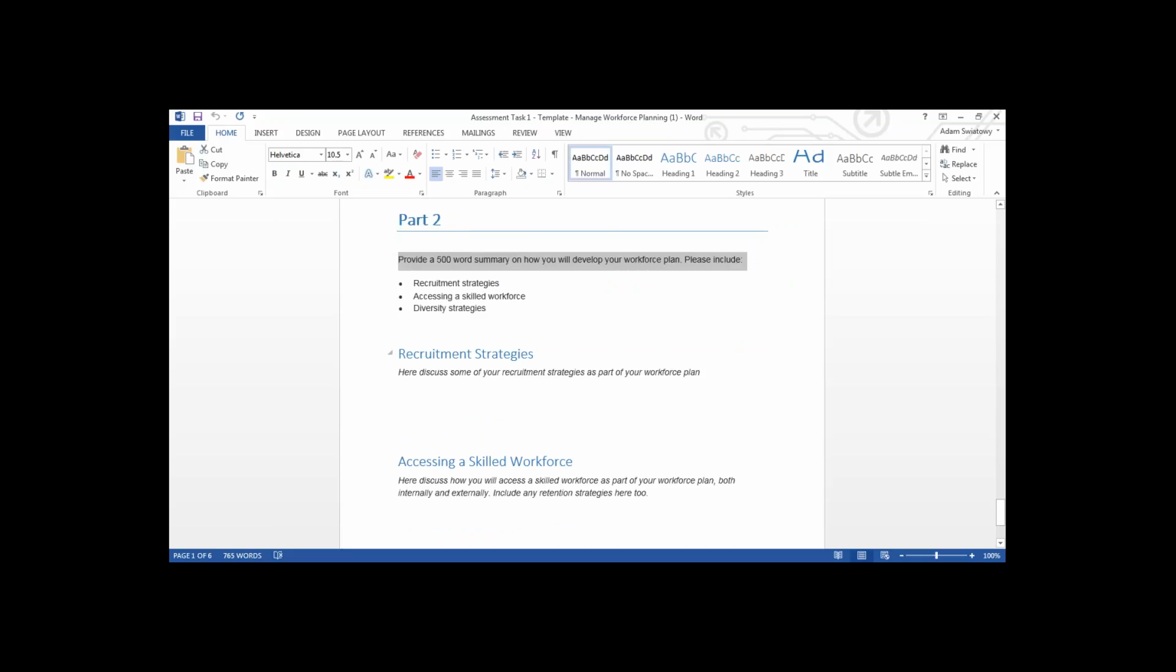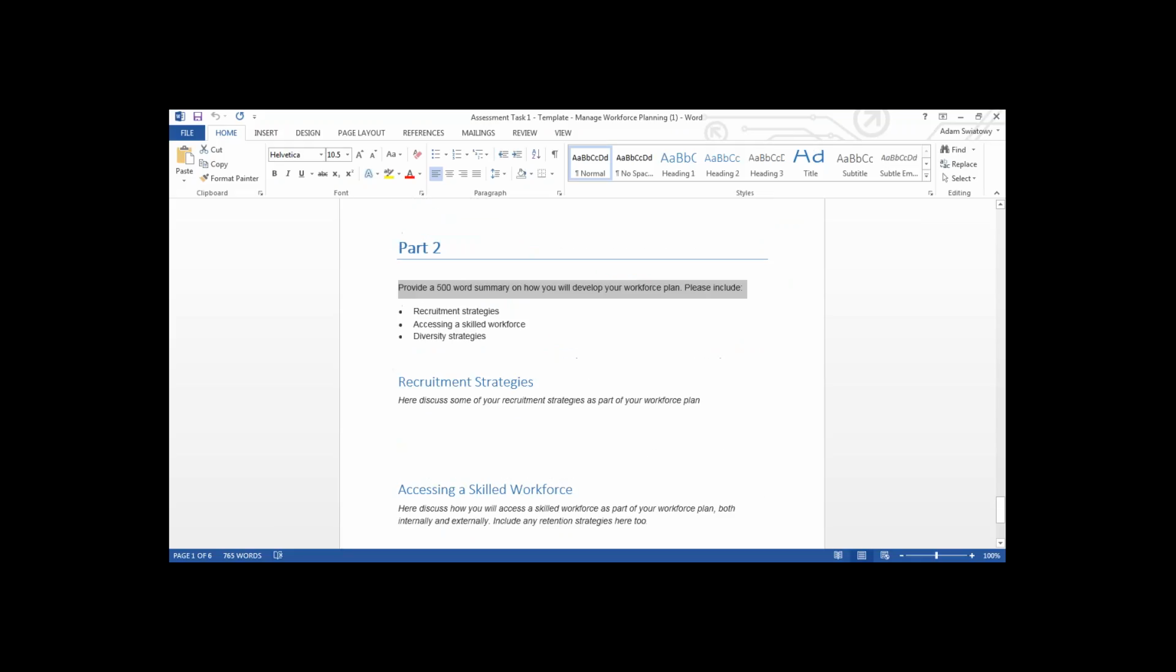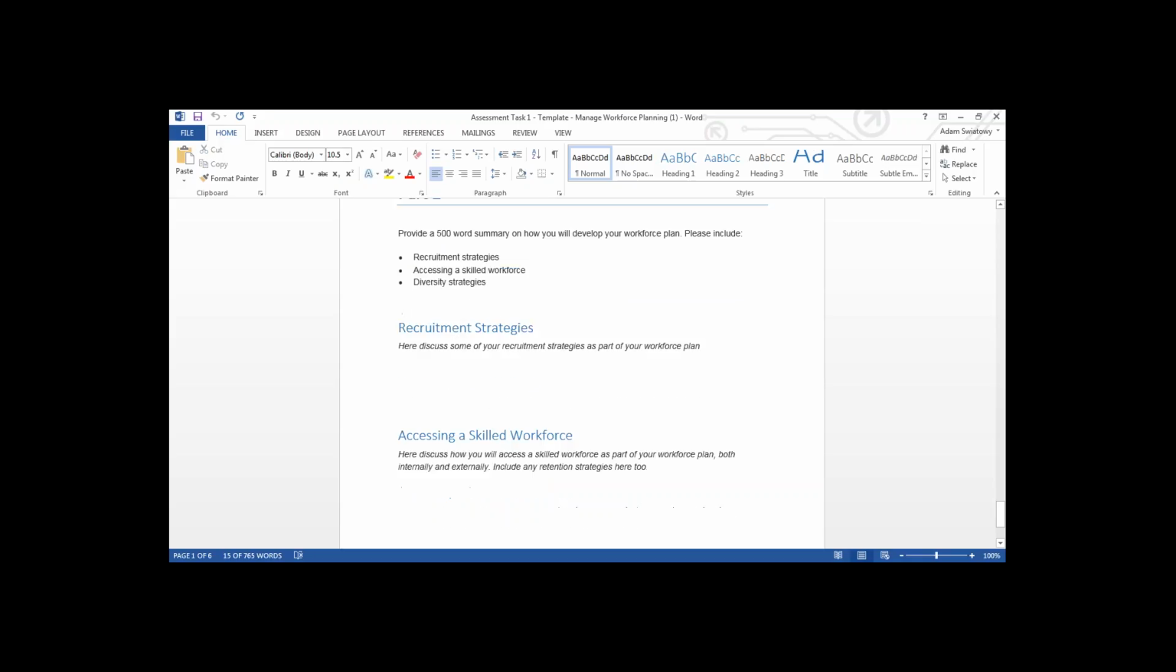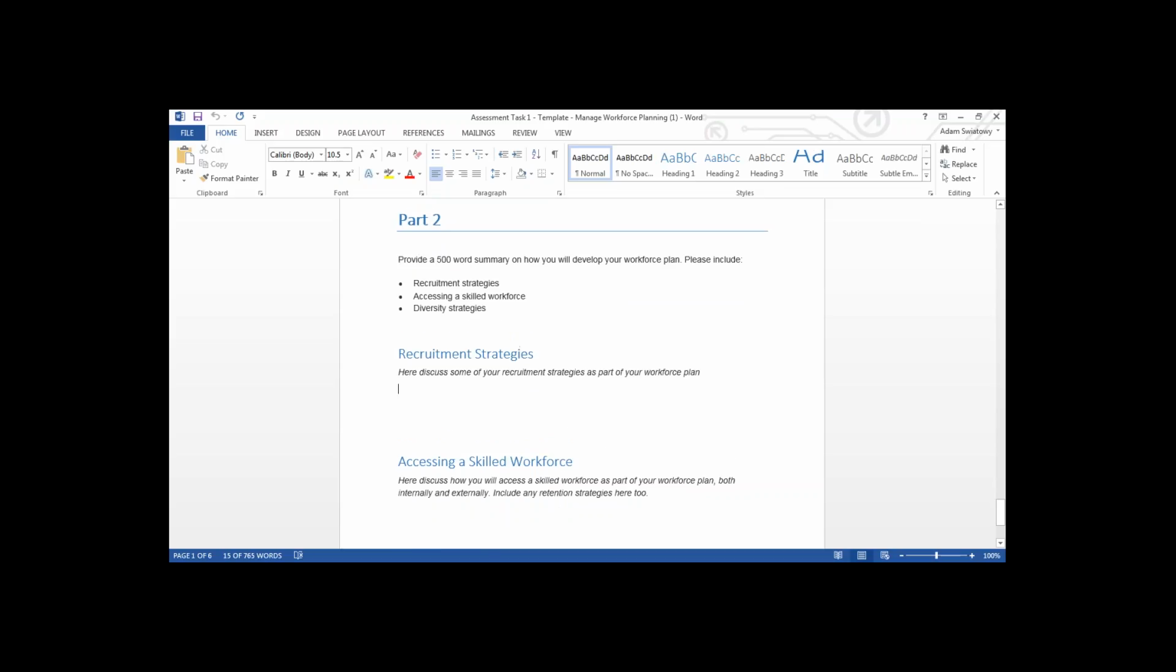Once you've done that, we would like you to provide a 500-word summary, which is covered over 3 questions on how you're going to develop this, which includes things like recruitment strategies, accessing a skilled workforce, and diversity strategies. Remember, we talked very heavily about diversity in one of the sessions, the importance of having a diverse workforce as part of your future workforce plan. So for the first one, recruitment strategies, what I'd like you to put in there is some of the ways that you're planning on recruiting for your workforce.